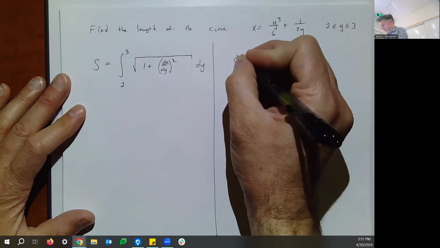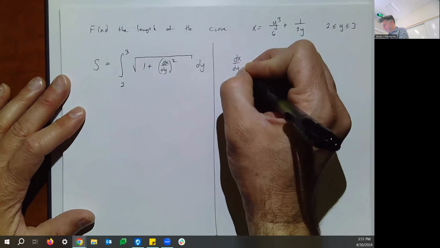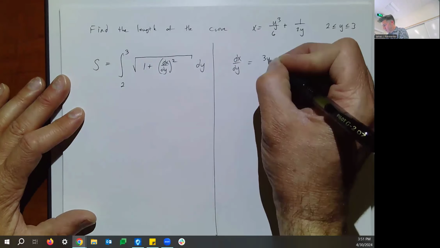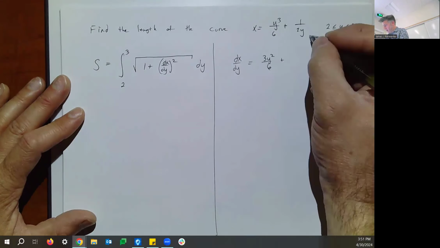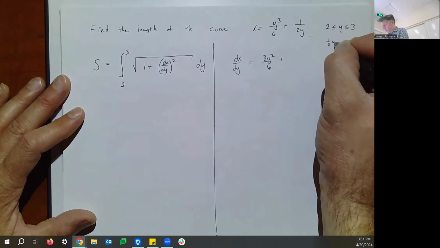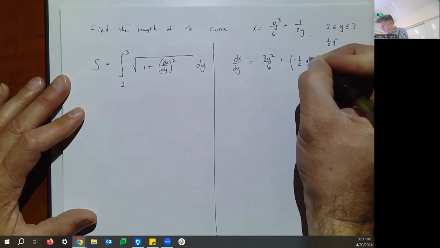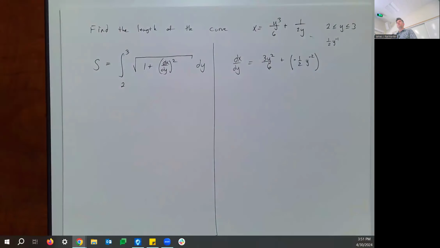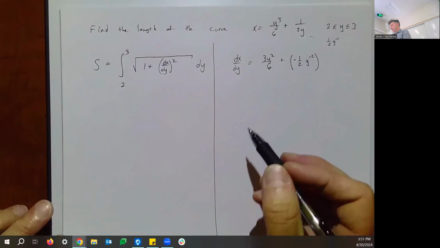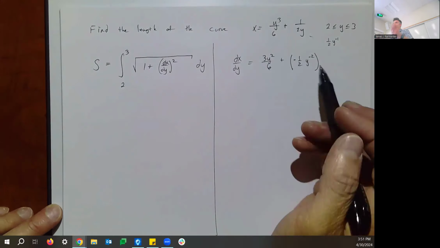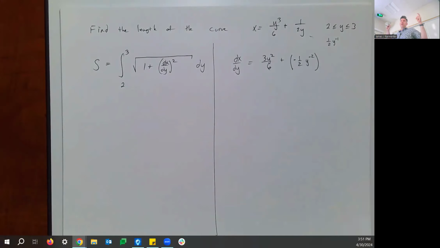So dx dy is going to be the derivative of y cubed over 6. That's going to be 3y squared over 6. And the derivative of 1/2 y to the negative 1 is negative 1/2 y to the negative 2. So here's what I have noticed as I do these problems. If after you take the derivative you have two terms with opposite powers, it means when you square it and multiply those things together, those opposite powers are going to add to 0. And your middle term is going to be just a constant.